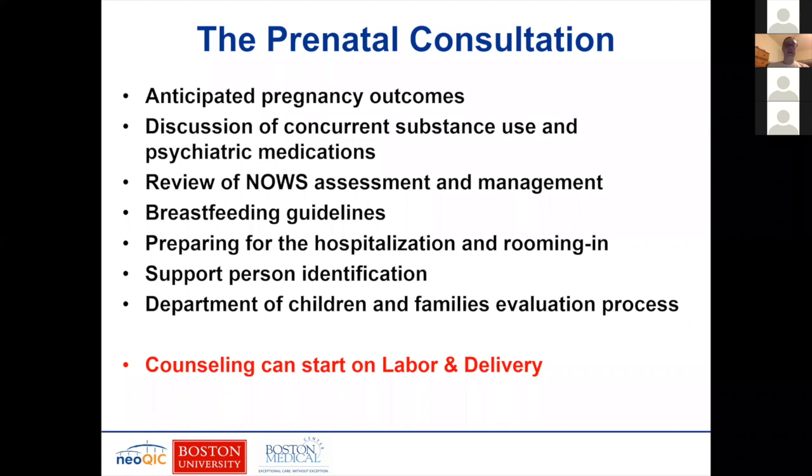And so for us, in order to make sure it's consistent, we actually give them a guidebook that has all of this information, so that we can make sure that what we're telling them is consistent. And so the OBs have the guidebook, the nursery has the guidebook, and we're able to then give them the same information no matter when the conversation starts.